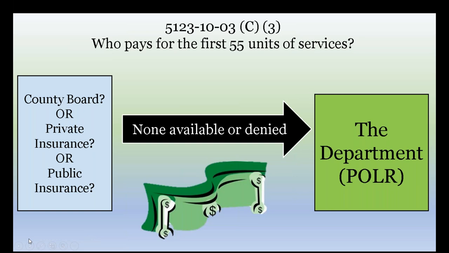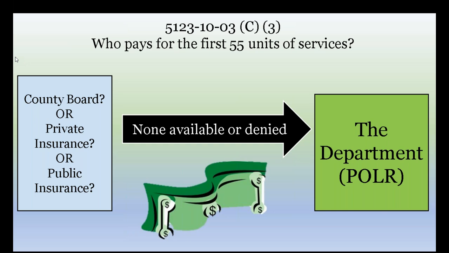Okay, so up to 55 units of the Early Intervention services are available to every eligible family and child, regardless of the family's ability or inability to pay. When the first 55 units of services are not available or denied by the funding sources previously discussed, the county board, private insurance, or public insurance, then the department shall pay qualified personnel to provide the services identified on the IFSP, regardless of the family's ability to pay.